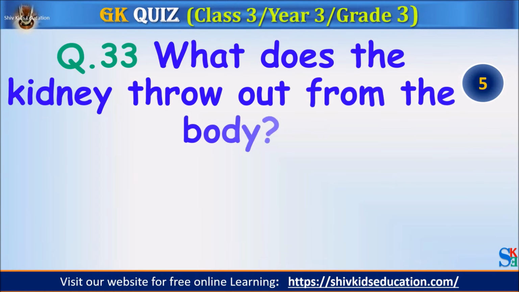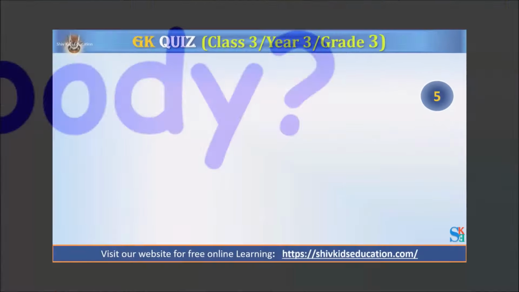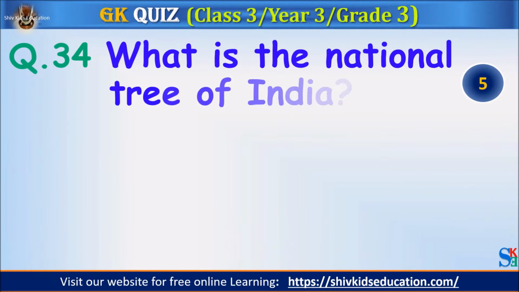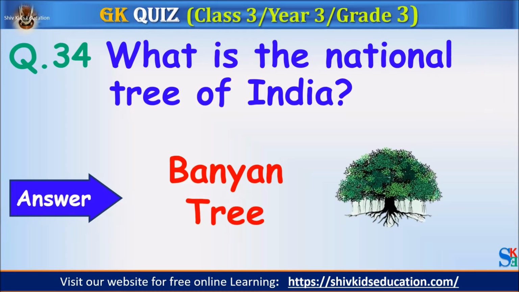33. What does the kidney throw out from the body? Your time starts. The answer is urine. 34. What is the national tree of India? Your time starts. The answer is banyan tree.